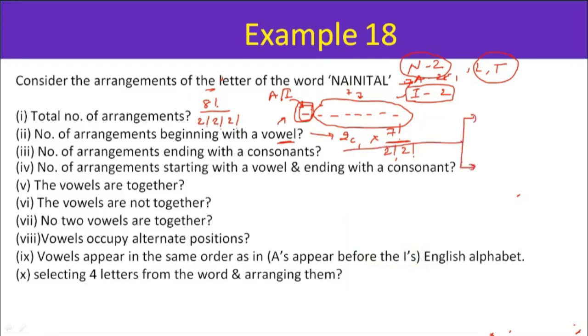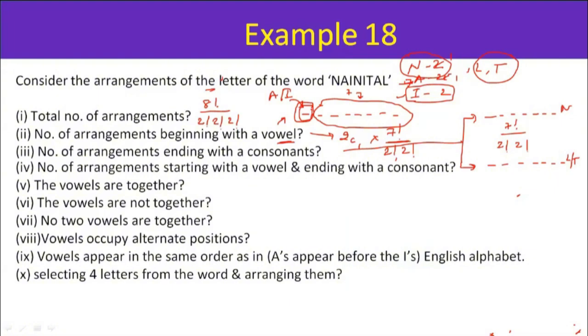Case number 1 is, the last one is N, with the 7 other positions 1, 2, 3, 4, 5, 6, 7. Second case is, the last one is either L or T, either of it. Again, I don't care because the frequency is the same. If the last one is, say, N, then the number of possible arrangements will be what? One N has gone from here, this is 1. Leftover is 7. So 7 factorial by 2 factorial and 2 factorial. Why 2 factorial, 2 factorial? Because I have 2 A's and 2 I's.